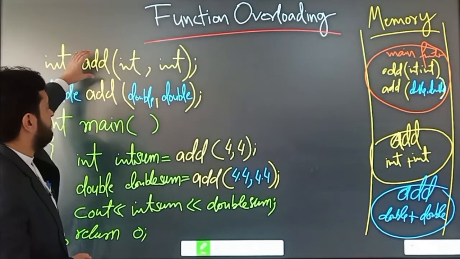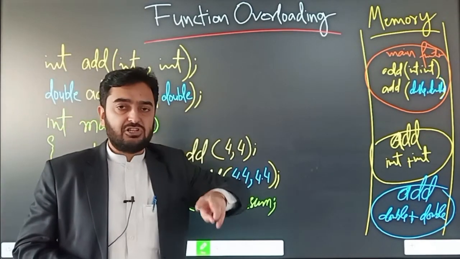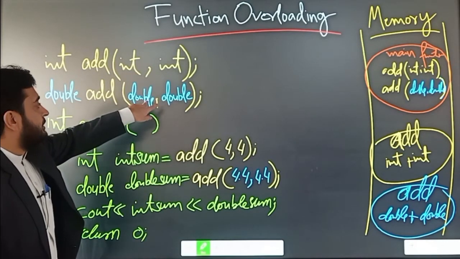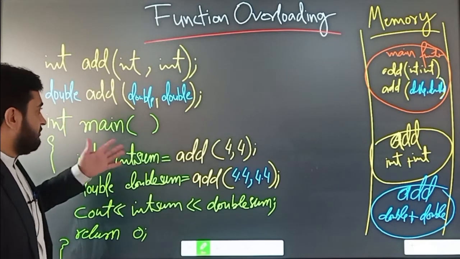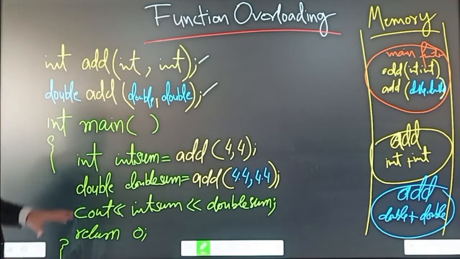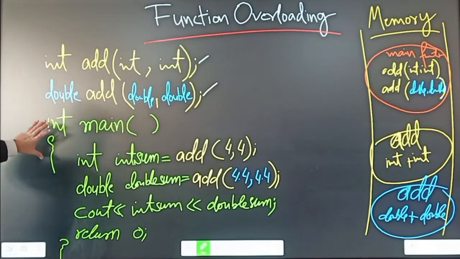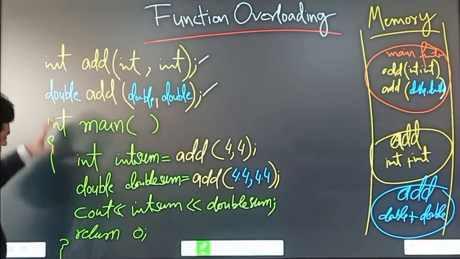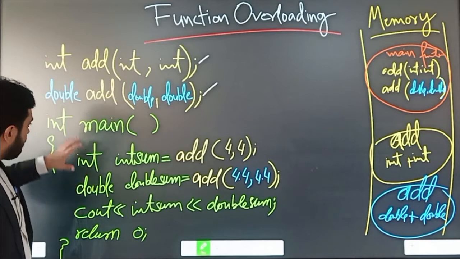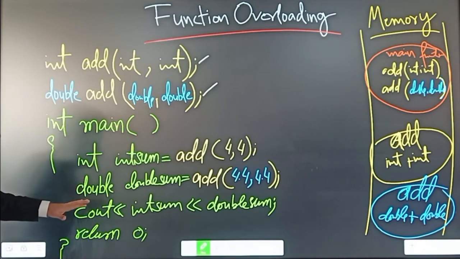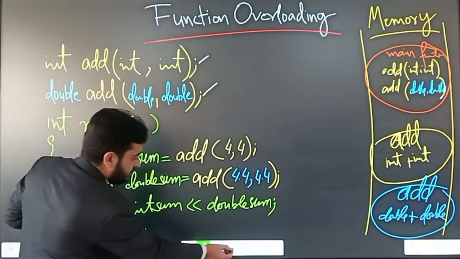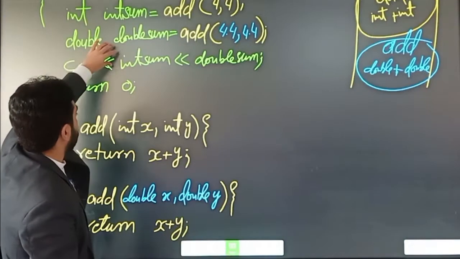So the first function will add the integer type of data, while the second function will add the double type of arguments or values. These are the prototypes we have declared before the main function, and then in the main function we have called these two functions. Before going to explain the main function, let's discuss the definitions of these functions, which are defined just below the main function.